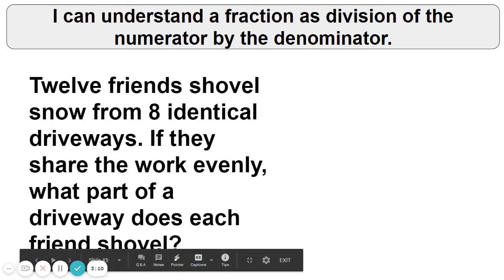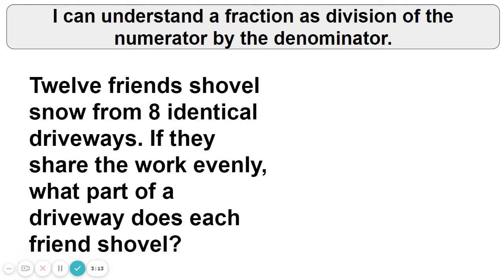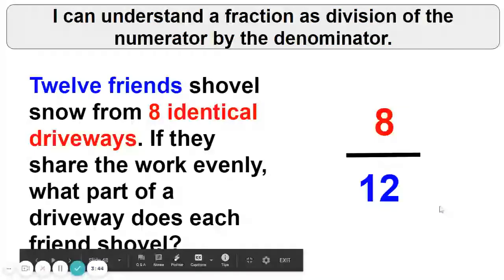12 friends shovel snow from 8 identical driveways. If they share the work evenly, what part of a driveway does each friend shovel? So what are they sharing, or what are they splitting up? They're splitting up those 8 identical driveways. Who is splitting them up? 12 friends. So if we make our fraction, they're splitting up 8 driveways between 12 friends, so 8/12, or 2/3 if we reduce it.